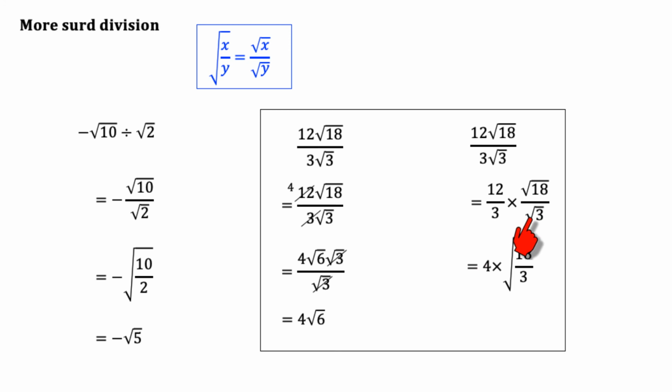Root 18 over root 3, using my rule, I can undo that or change that back to a square root with the fraction inside. So root 18 over root 3, I could write as the square root of 18 over 3. 18 over 3 is 6, so 18 divided by 3 is 6, which gives me my 4 root 6, which was the same answer, just a different approach, using some different techniques, but both valid and both work fine.